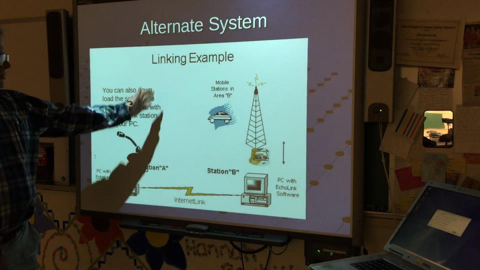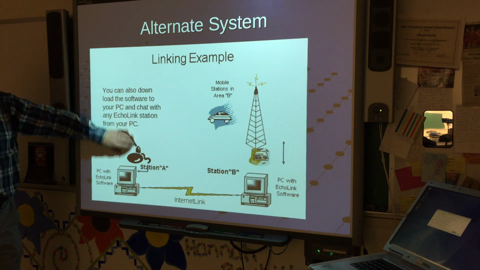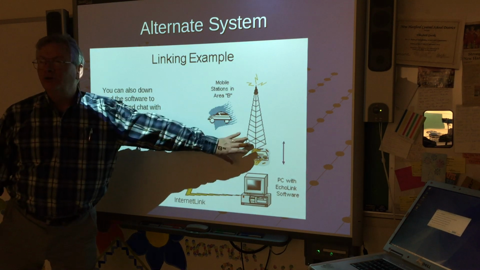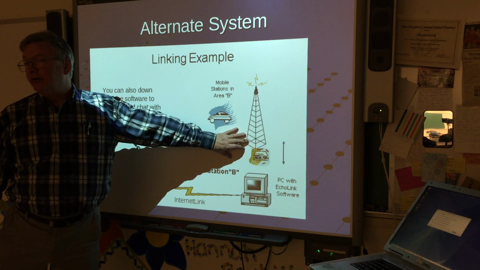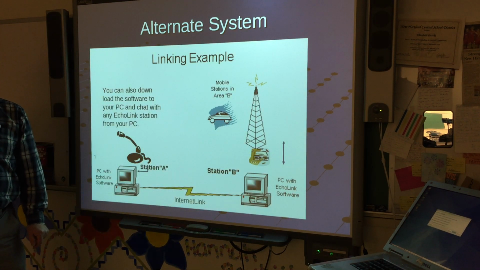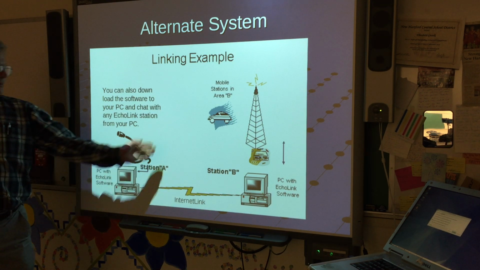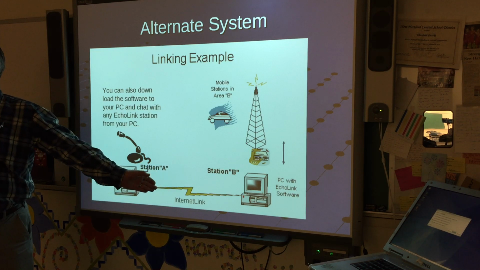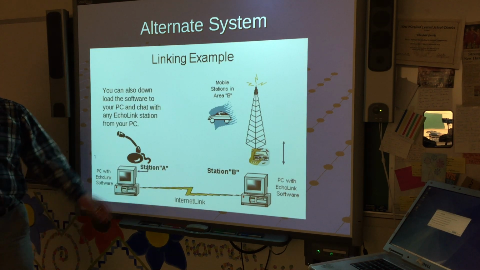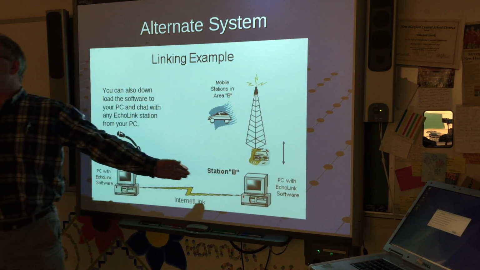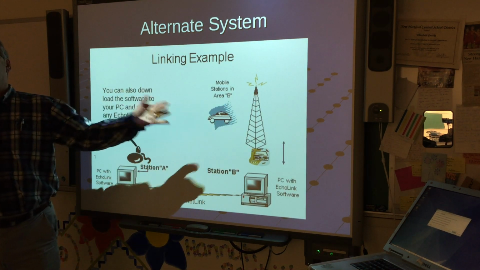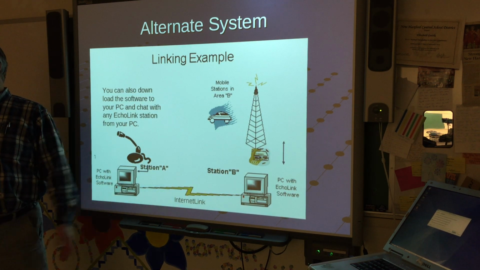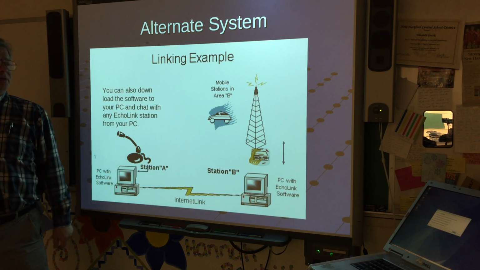Okay, this is what I just talked about. So you can have the software on your PC talking to an Echolink repeater anywhere in the world. What frequencies are they operating on? They cannot be operating on any amateur licensed frequency. This station over here can be on a UHF repeater, a VHF repeater. You can do it on HF. People don't usually do that. It's not really conducive because FM is so much better.